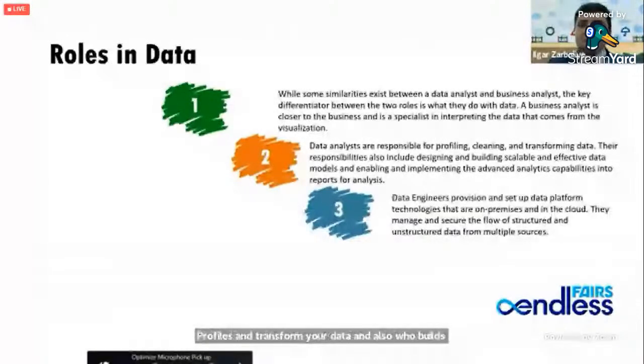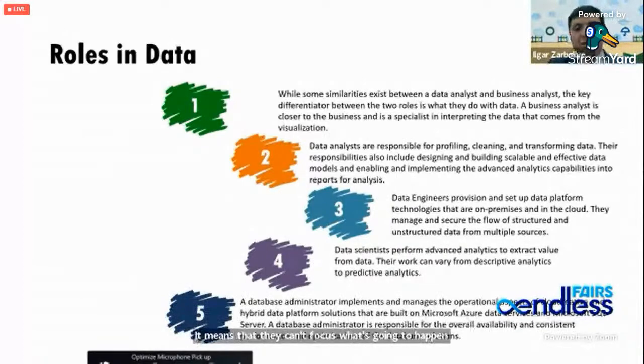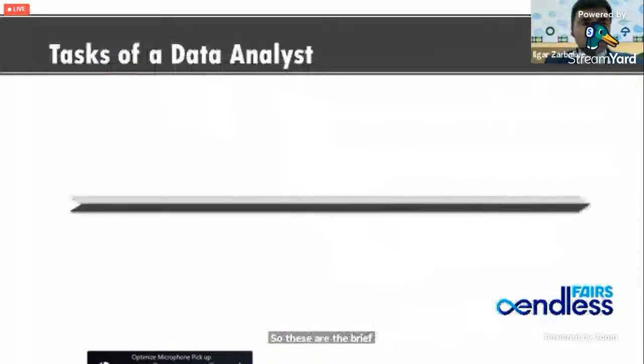As for data engineers, these are the people who build your database. It can be either on premises or in the cloud. And also we have data science. These are the people who are much more related to predictive analytics. It means that they can forecast what's going to happen based on historical data, right? And also we have the database administrator. These are the people who are dealing with the operation of your database. So these are the brief descriptions of each role, right?